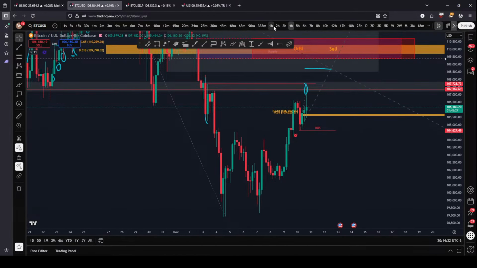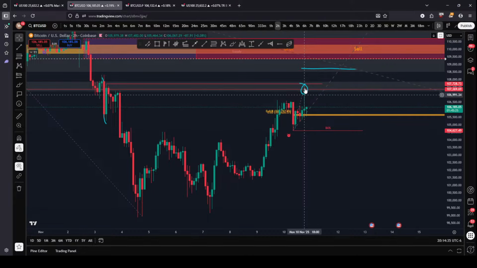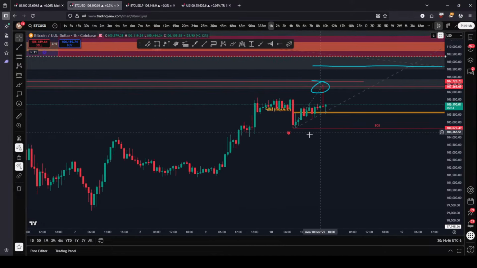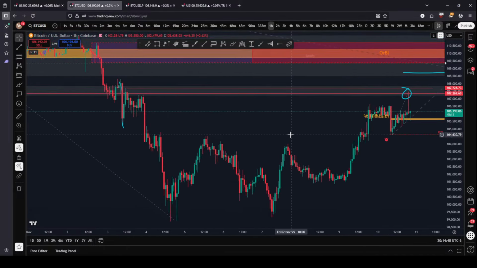Ugly 4-hour candle. Still got some time to close on that. Ugly 2-hour candle. Really ugly 1-hour candle. I would anticipate we probably come retest like the halfway point of this wick before we decide if we're going to roll over or come up.